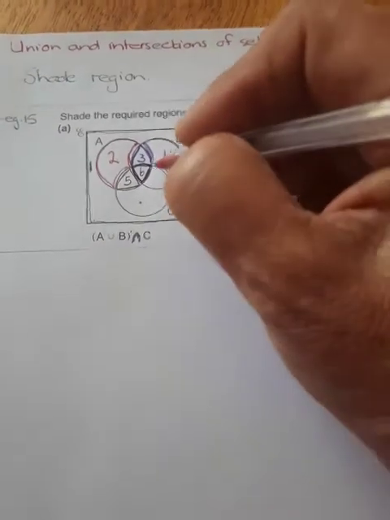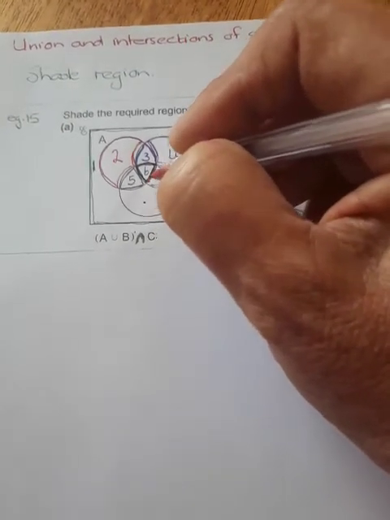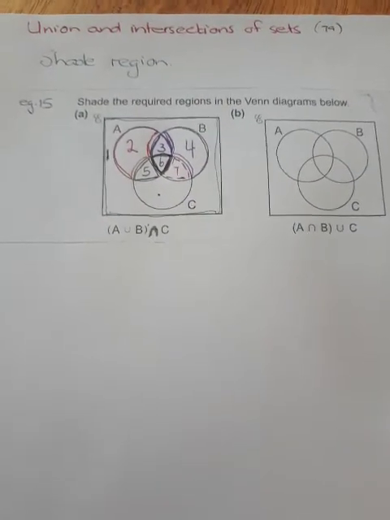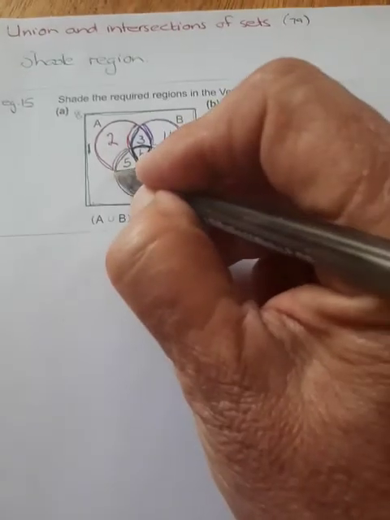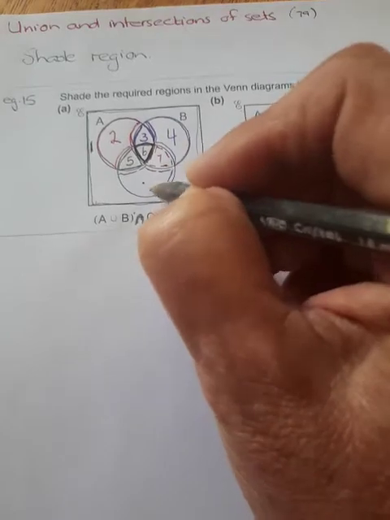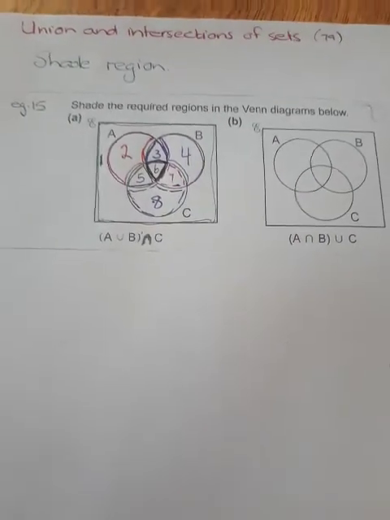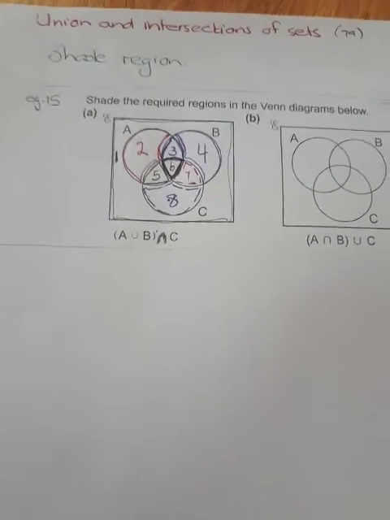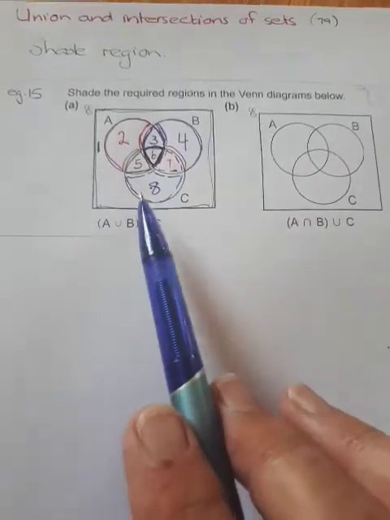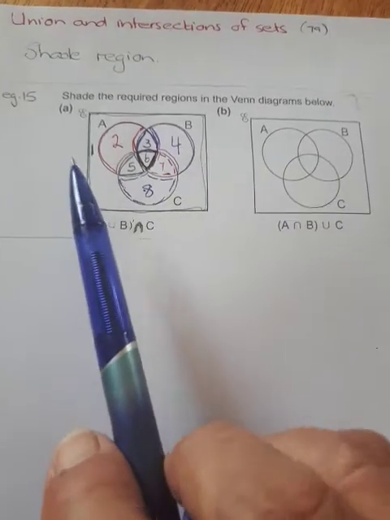I have to repeat colors, so let me just do it this way. The overlap of B and C is going to be called region 7. And lastly, C without any overlap is region 8. Now, if you have three sets, you will always label from number 1 to number 8, and I suggest that you use the same numbering.